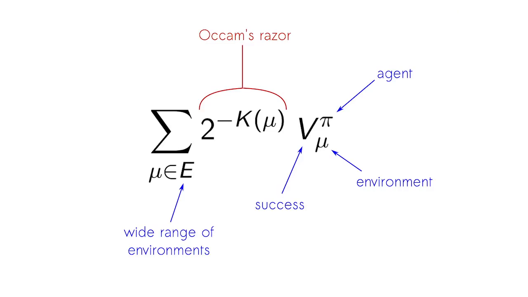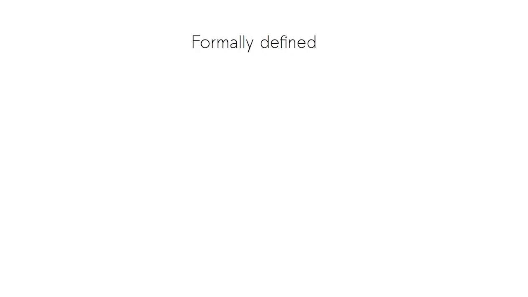So what properties does this equation have? Turns out it has quite a number of nice properties. First of all, pretty obvious, it's formally defined. Now that's actually quite a radical thing. If you look around in the literature, nobody formally defines intelligence, basically.